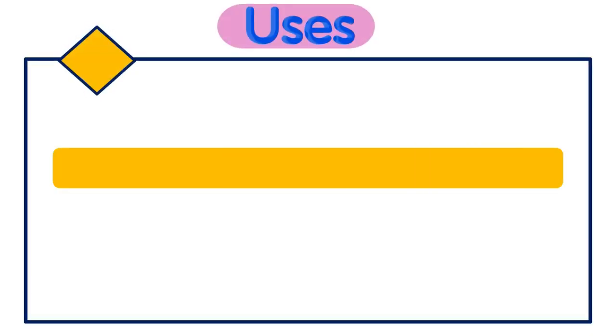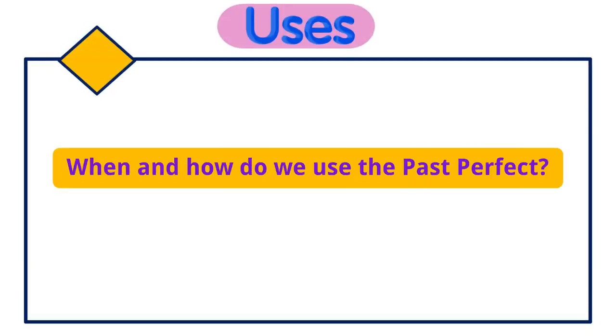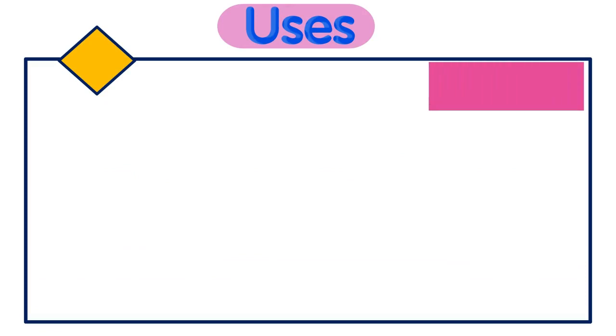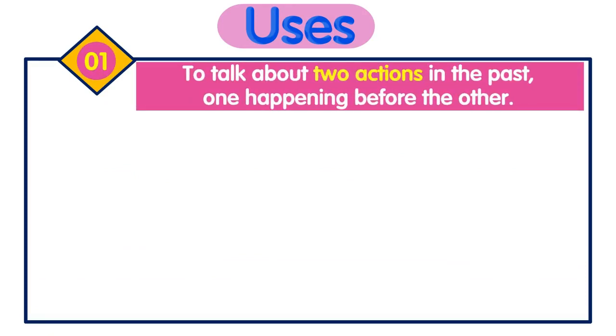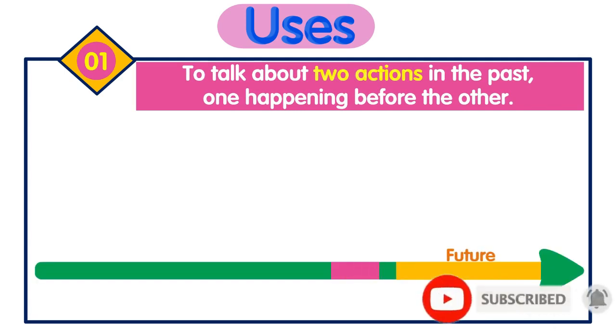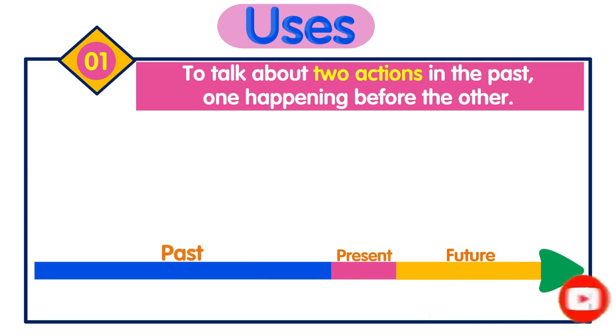Uses of the past perfect. So when and how do we use the past perfect? Firstly, as we said before, we use it to talk about two actions in the past, one happening before the other. For example, here is the future, here is the present, and here is the past.